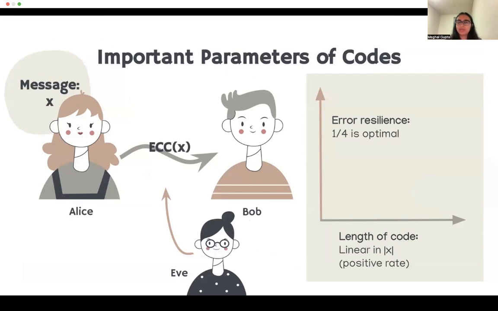Codes are usually evaluated based on two important parameters: their error resilience and their length. The error resilience, as we said earlier, 1/4 is optimal. For the length of the code, usually only codes that are linear in the length of X are considered. So the optimal codes are positive rate, which means that the blow up relative to the length of X is only linear, only a constant factor. It's well known how to get constant factor blow up in this setting, and in fact, most of the work is on optimizing what this rate is. But for this talk, anything that's positive rate is going to be considered basically equally good.